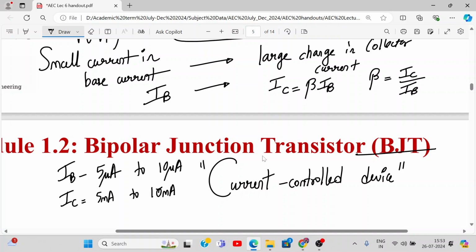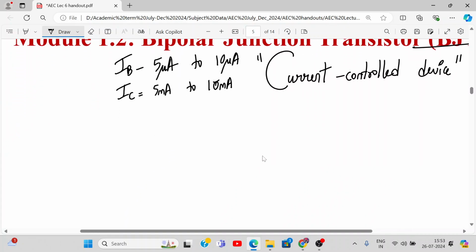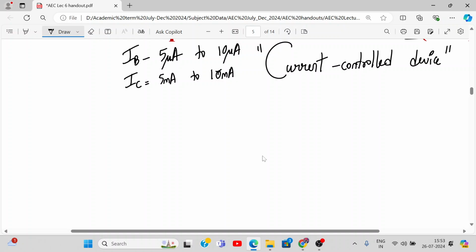Write down one statement. You're talking about all the currents together. Very, very important statement. So write down the topic: currents inside BJT. This is a part of your working.